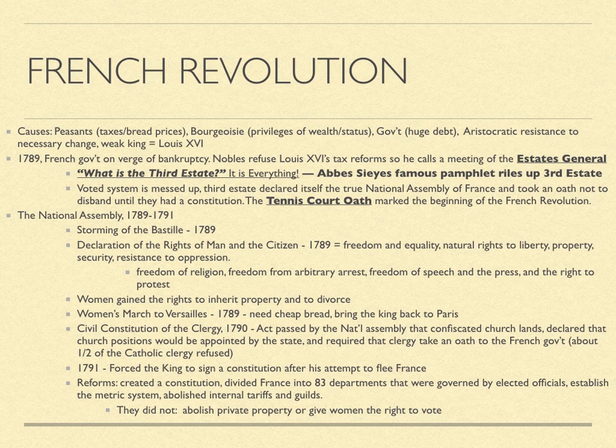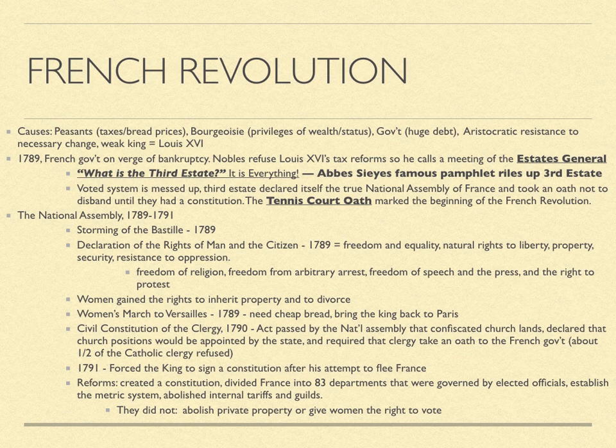Remember, this whole thing starts out as the middle class bourgeoisie part of this revolution, which essentially kickstarts everything. So in 1789, the French government is on the verge of bankruptcy. Louis the 16th tries to institute tax reforms and tells the nobles they're going to have to start paying taxes, and they basically say no thanks.